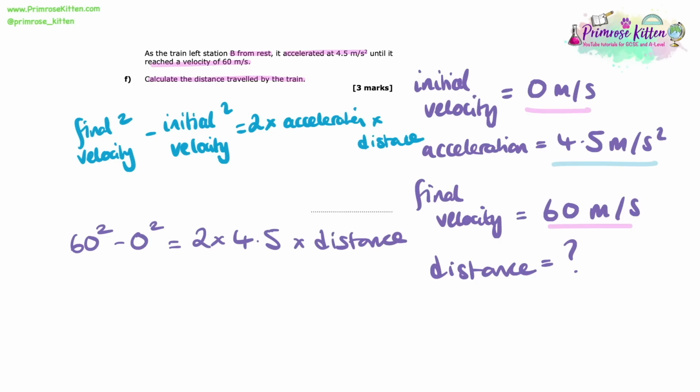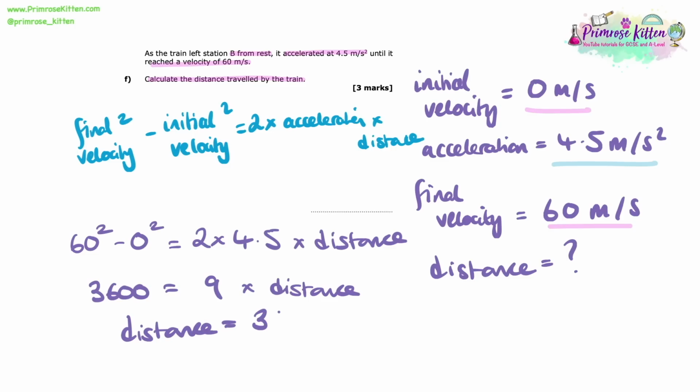If I simplify this now, and do 60 squared minus 0 squared in my calculator, I get 3,600. 2 times 4.5 times distance then becomes just 9 times distance. Rearranging this to get the distance on its own, we need to divide through by that factor of 9. So we're going to do 3,600 divided by 9, which gives us 400 metres.